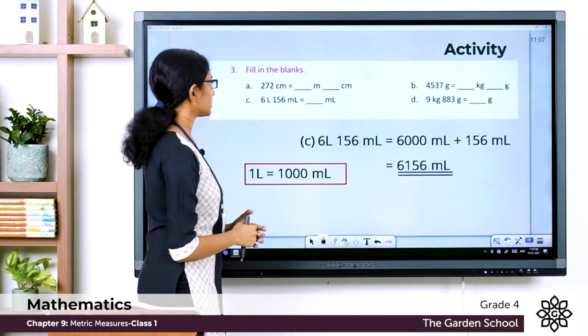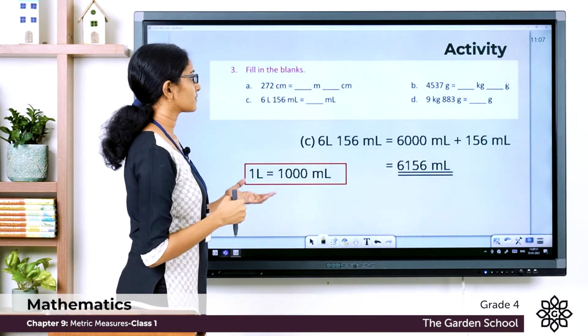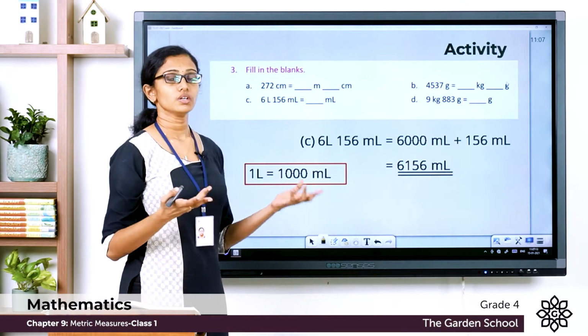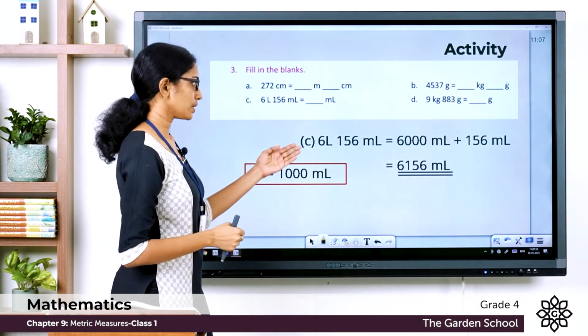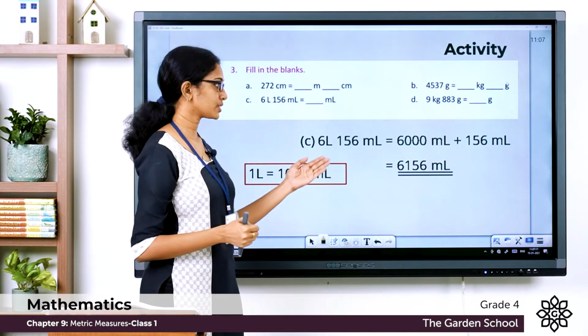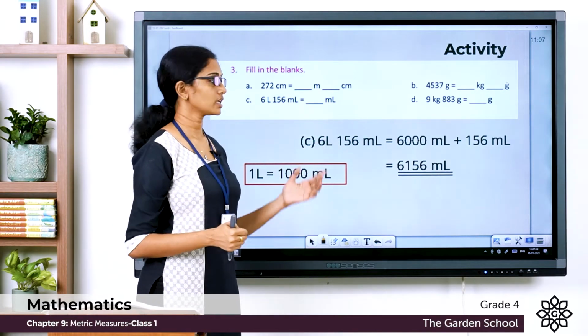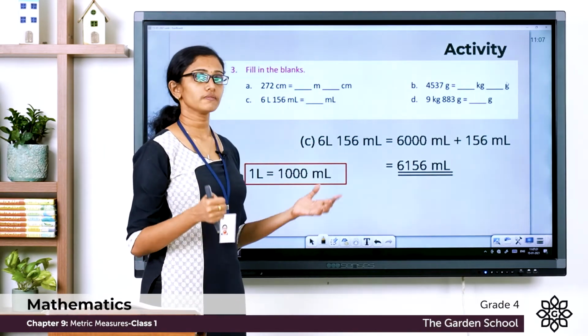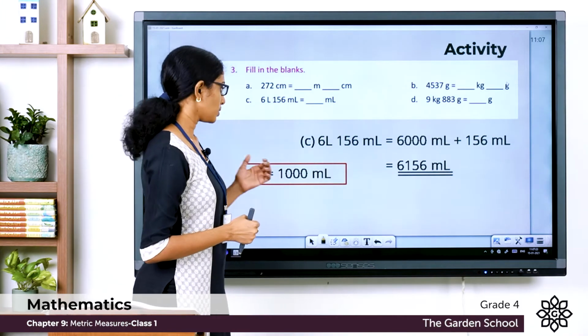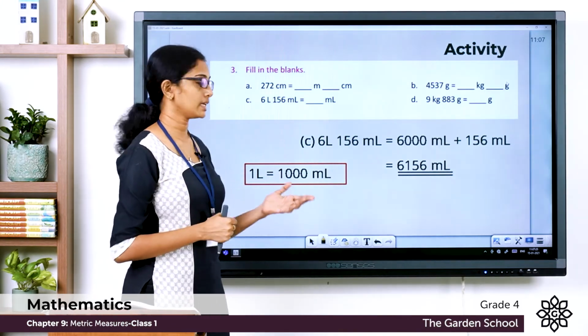Now the next one, 6 liters 156 milliliters equal to dash milliliters. So here we are given the measurement in terms of liters as well as milliliters. We have to change it into terms of milliliters. So we know 1 liter is equal to 1000 milliliter.